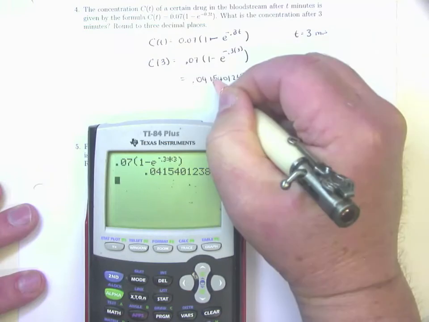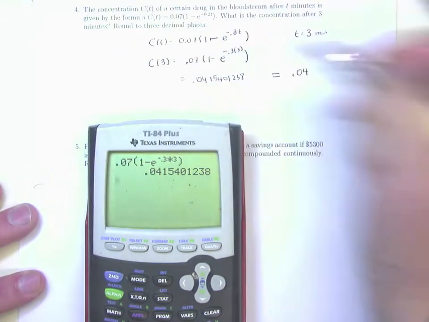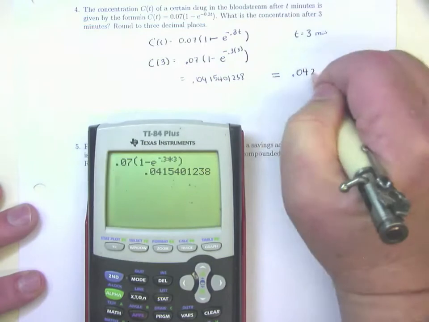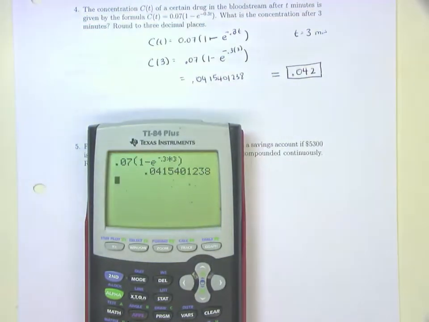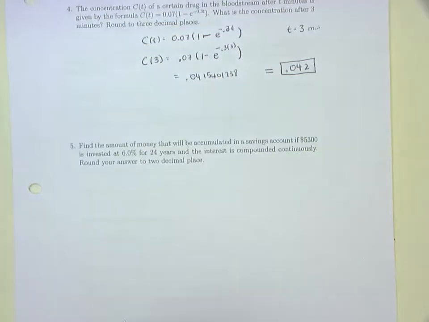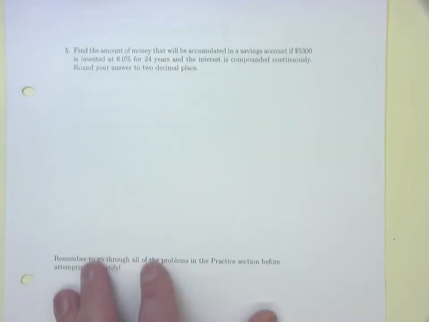0.04 and 1, but there's a 5 after 1, so I'm supposed to round it up to a 2, 3 decimal places. Does that make sense? I'll lose you guys anyway. Just pay attention to what they ask for in terms of decimals. All right. The next one, however, is something, again, you're going to have to use a formula.